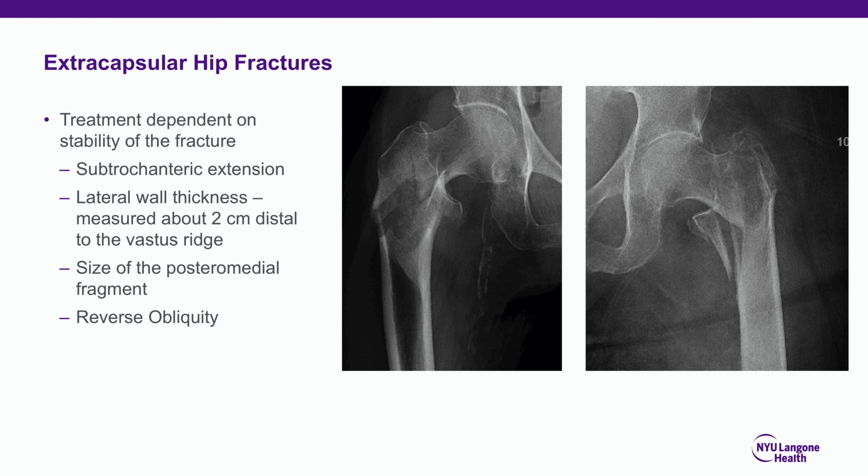Lateral walls that are less than 15 millimeters are considered incompetent. The classification also helps guide implant choice, as the two implant choices that are often used are a sliding hip screw or a cephalomedullary nail.